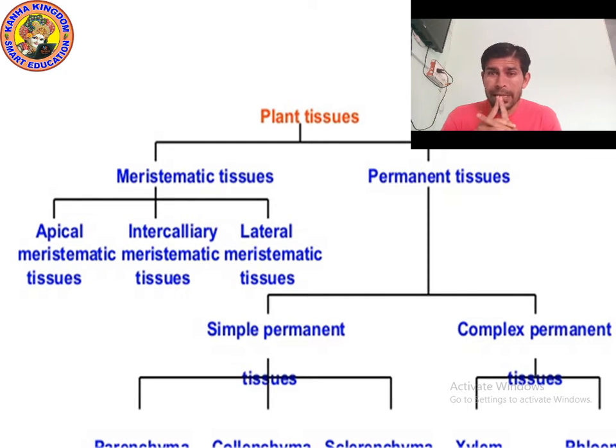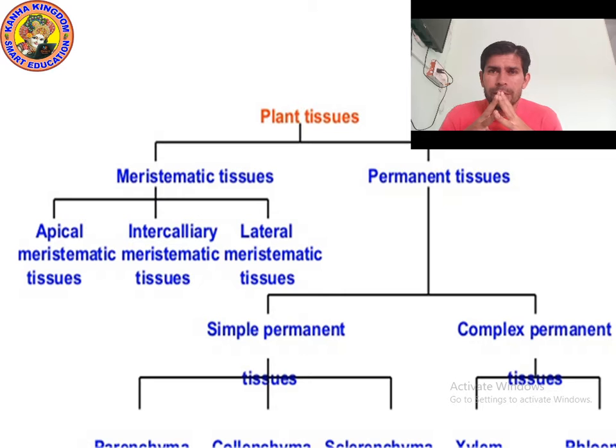So, apical meristematic tissue, let's talk about apical meristematic tissue. Kids, apical meristematic tissues are present in the tip of the stem and root, and they help in the growth of the stems and roots.